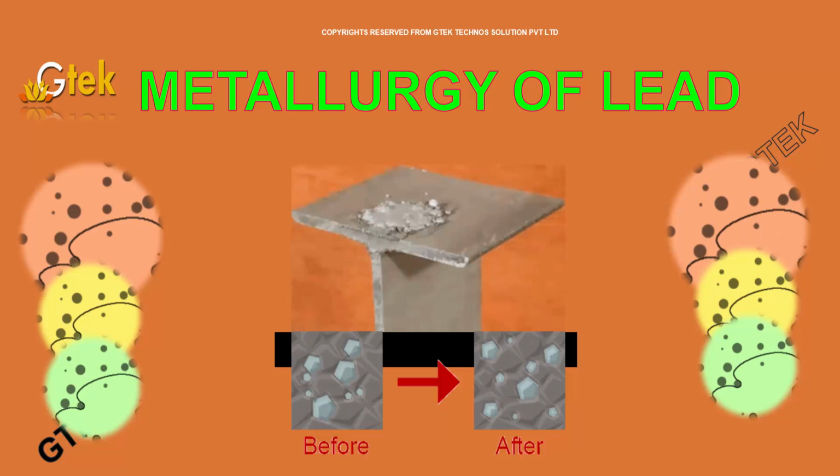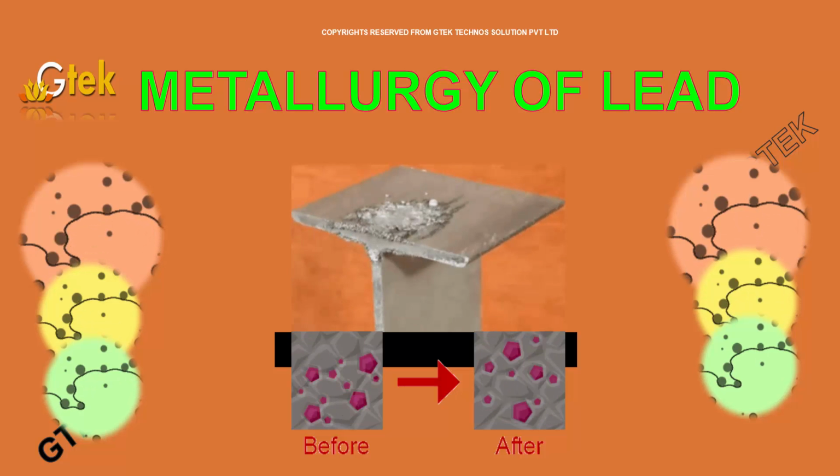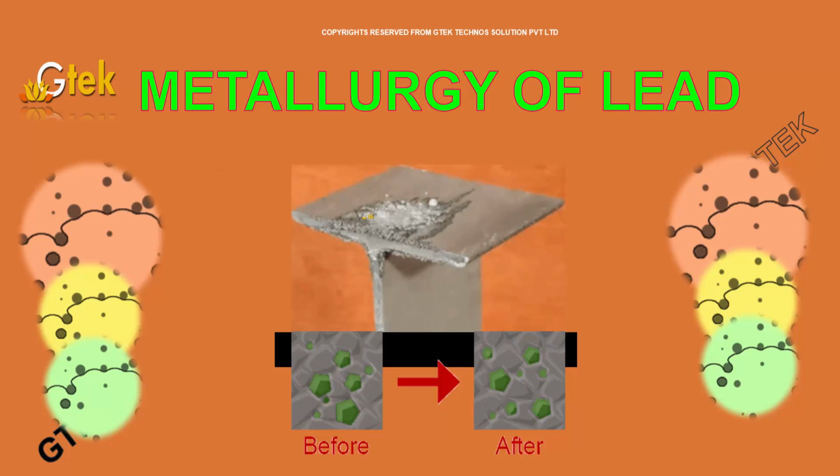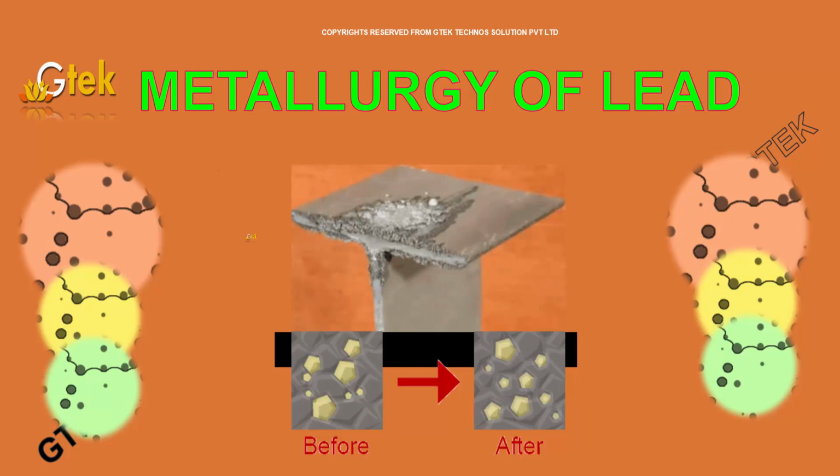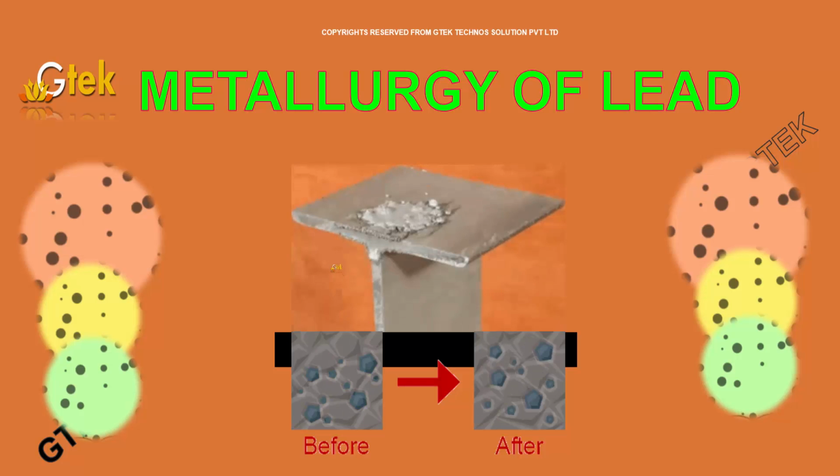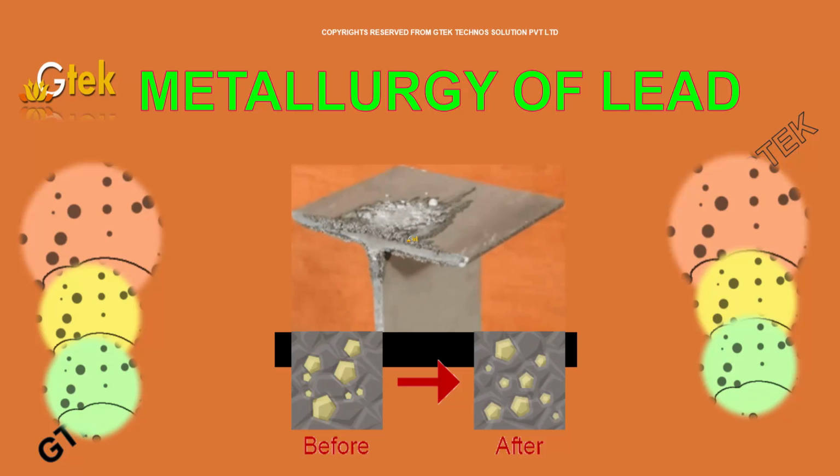Here is the metallurgy of lead. Let's see how the lead is created and also how the lead is reacting with other substances, its chemical and physical properties.